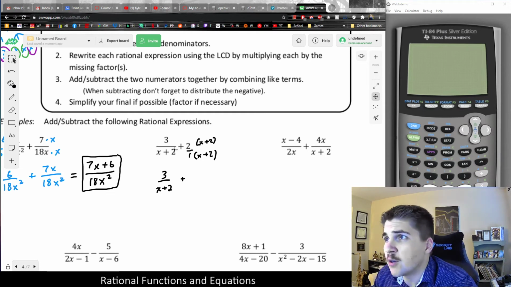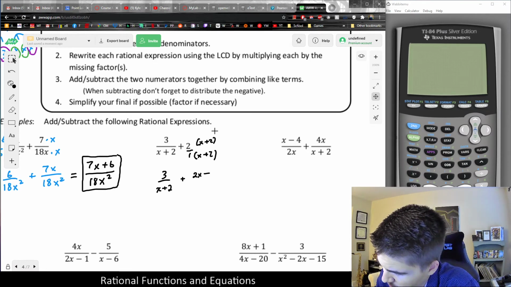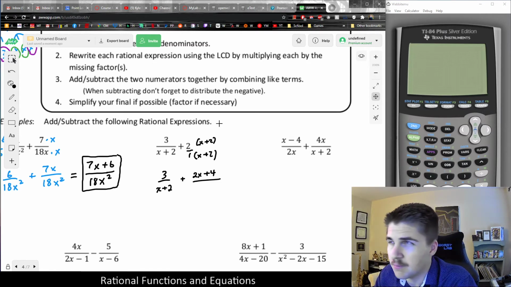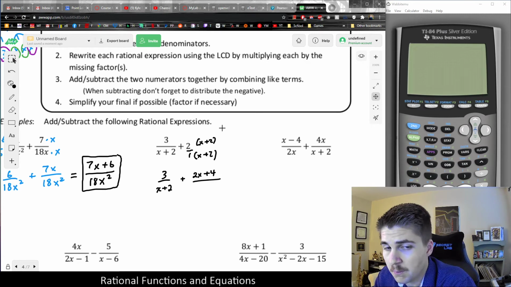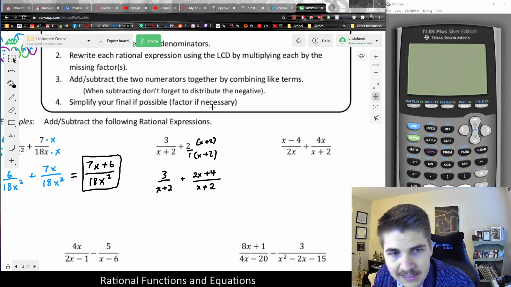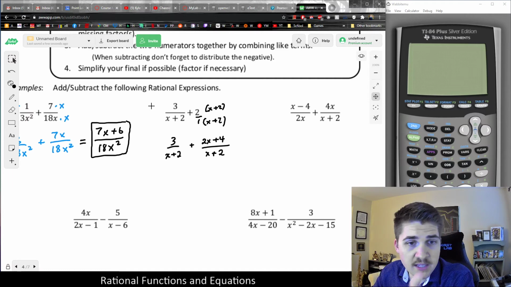Now, when you're trying to add, I would always recommend multiplying out the numerator, because that would distribute to be 2x plus 4, because I'm going to eventually need to add them together, and it won't help me to have it in factored form most of the time. And of course, the denominator is matching. That was the point. So again, first step, match up the denominators however you can, but the easiest way is by using the LCD.